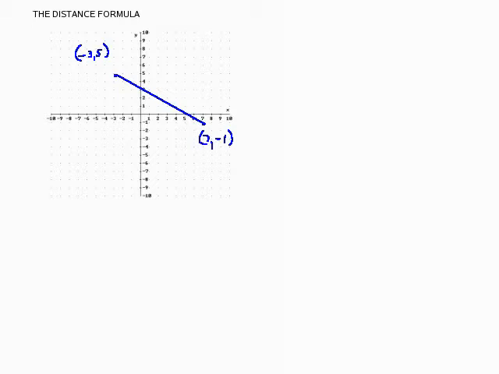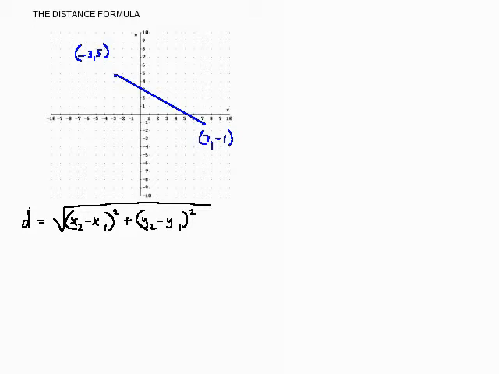And here's what the formula looks like. Okay, D, and this is a big, long, scary formula here, so let me write it here. So D equals the square root of x2 minus x1 quantity squared plus y2 minus y1 quantity squared.